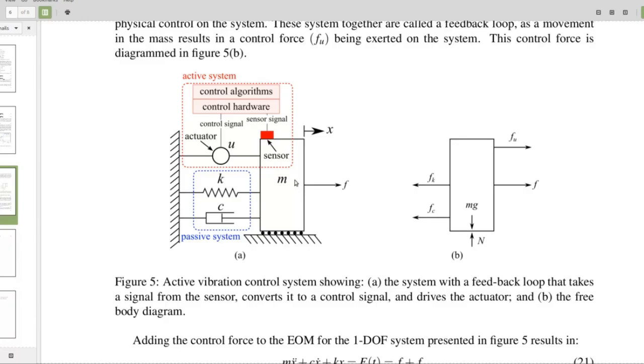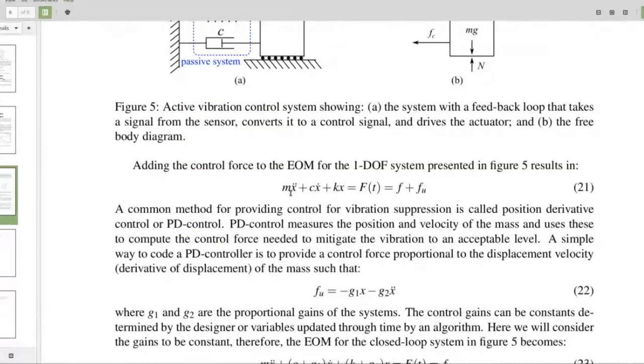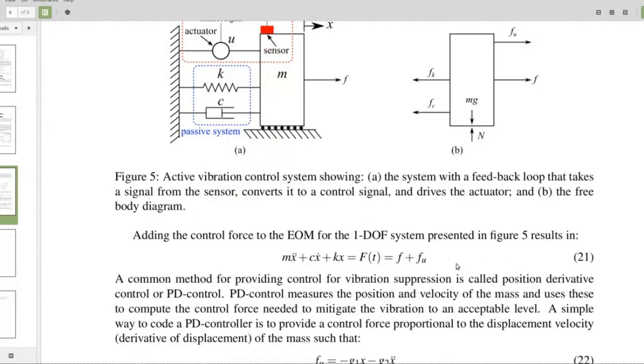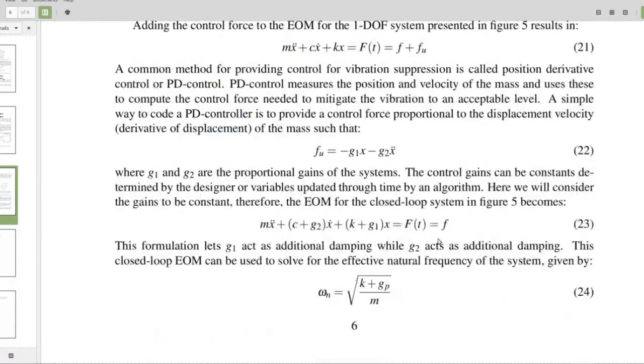My pen doesn't work. So, free body diagrams. We can look at the equation of motion for a 1 degree of freedom system: mx double dot plus cx dot plus kx equals f(t), where f(t) is our force. We have a couple of forces: the force from our spring, the force from our damper, and the force from an actuator, U. Let's call that F_U. Does that make sense? So F_K, F_C, F_U.